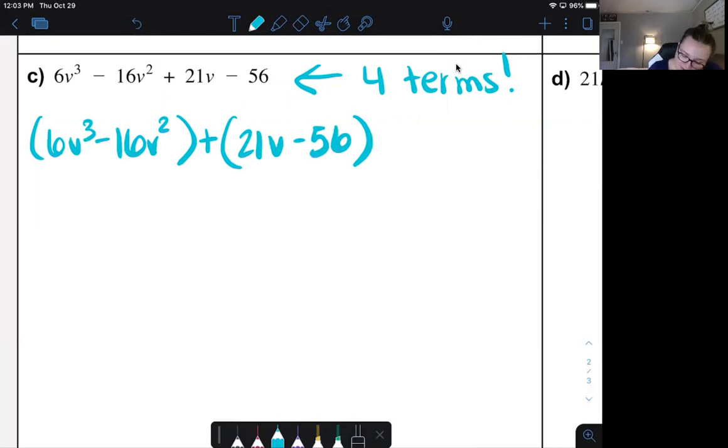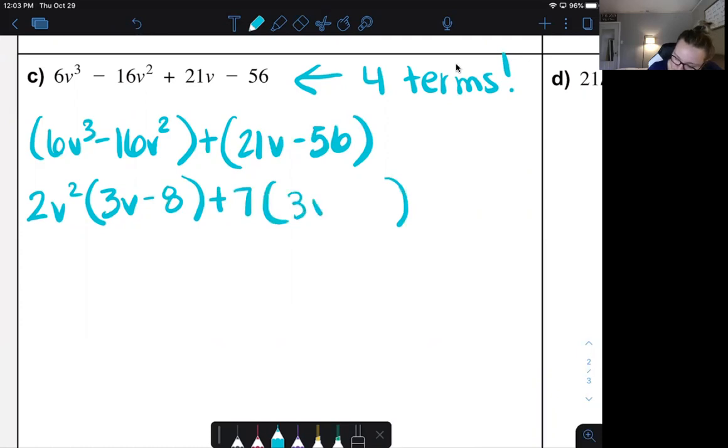I think we have, let's see, 2v squared in common. So 2v squared times 3v would get us 6v cubed back. And then 2v squared times a negative 8 would get us negative 16v squared back. 7v minus 56, I believe those would have a 7 in common, a positive 7, so plus 7 times 3v minus 8. We'll check it out.